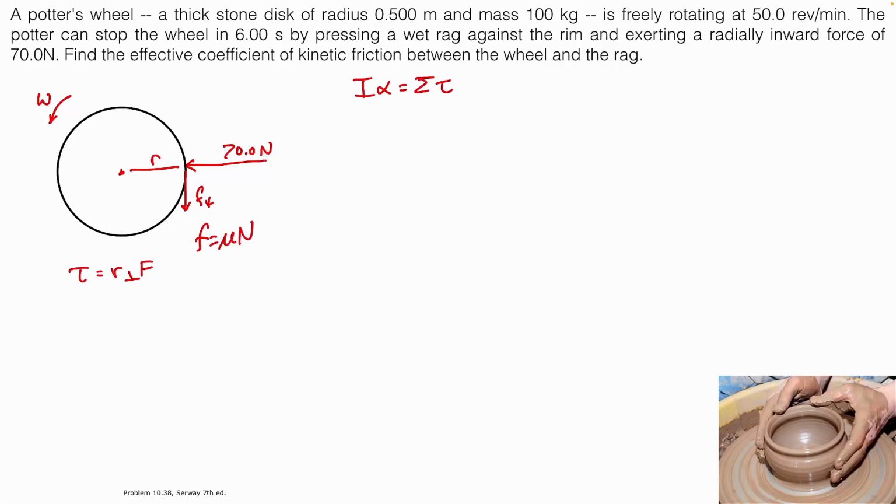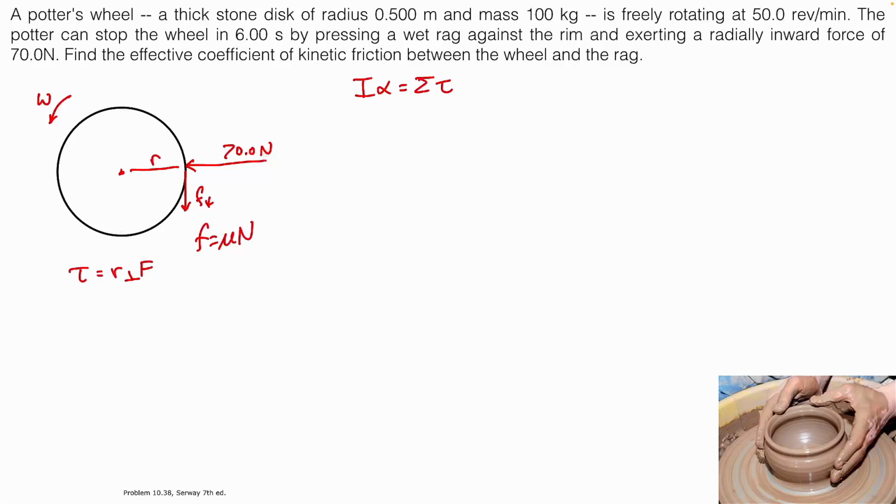Do we have a torque? Yeah, the torque is coming from the friction. Do we have an alpha? Is the wheel slowing down? Yeah, right? Okay. So the wheel's going around counterclockwise, and then the rag comes in.